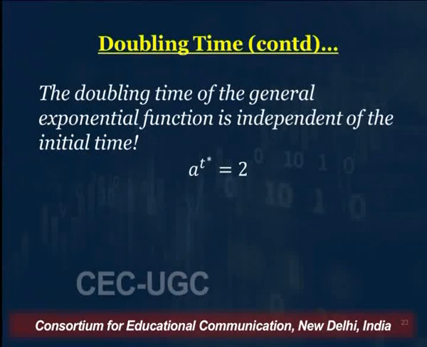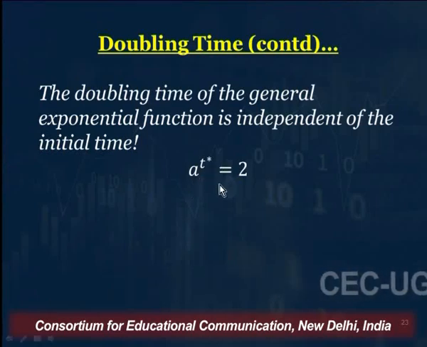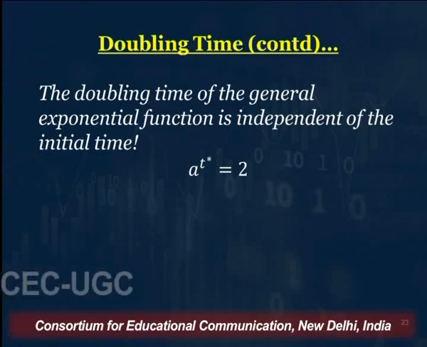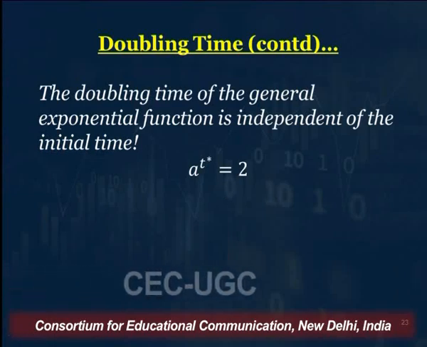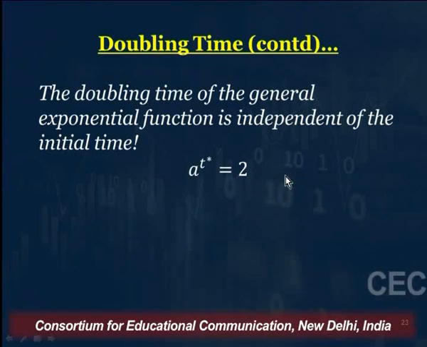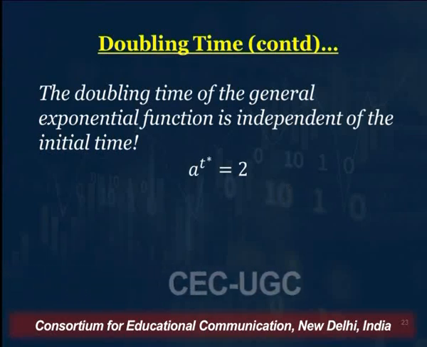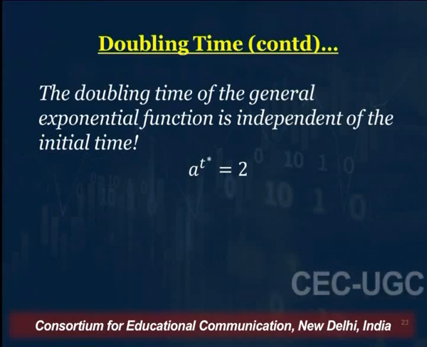Now, one important thing that you must notice here is that in this equation where you calculate your doubling time, this doubling time, if you notice here, is totally independent of the initial time. Your initial time doesn't appear anywhere in your solution. When you solve this equation, your initial time doesn't appear anywhere in this equation, right? That is to say, the doubling time of the general exponential function is independent of the starting value.